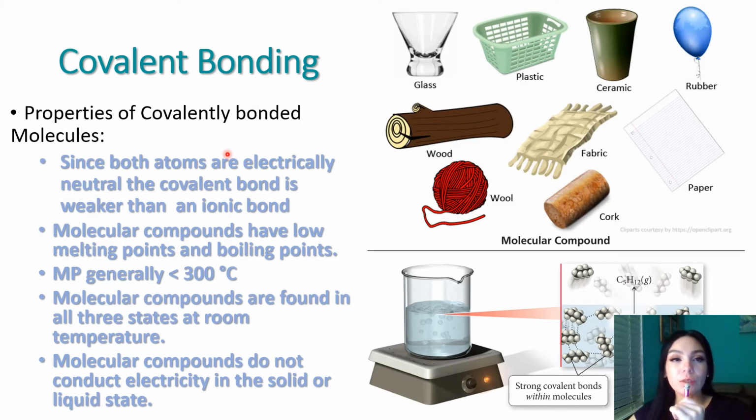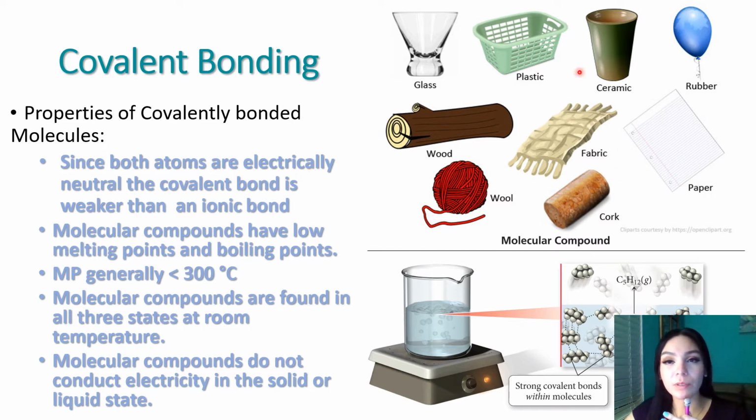So some properties of covalent bonds. They are actually horrible conductors. They do not conduct any electricity in the solid or liquid state. Their melting points are the opposite of ionic compounds, so they're usually low. You can find them in many states at room temperature: solid, liquid, gas. And we know that since both atoms don't necessarily have a low ionization energy or a high electron affinity, they'll just share it equally.